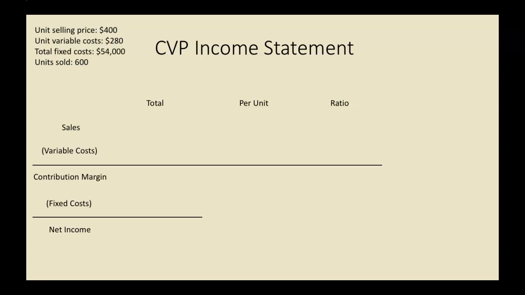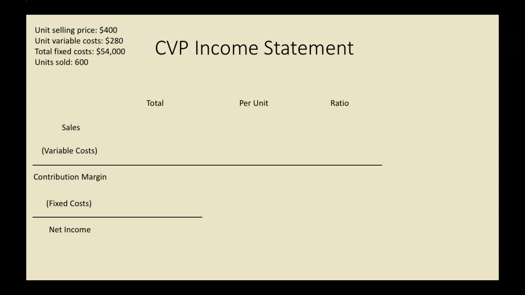So let's just take a look at the framework of this statement, right? Over on the left, we have our sales minus our variable costs to get what's called the contribution margin. And then we subtract out the fixed costs and we get our net income. Right, so a fixed cost is something that will not change based on how many units you sell. It's going to be something like maybe the rent that you pay for your factory.